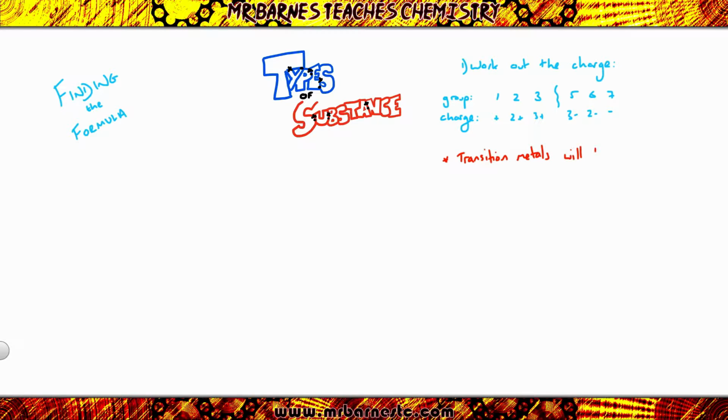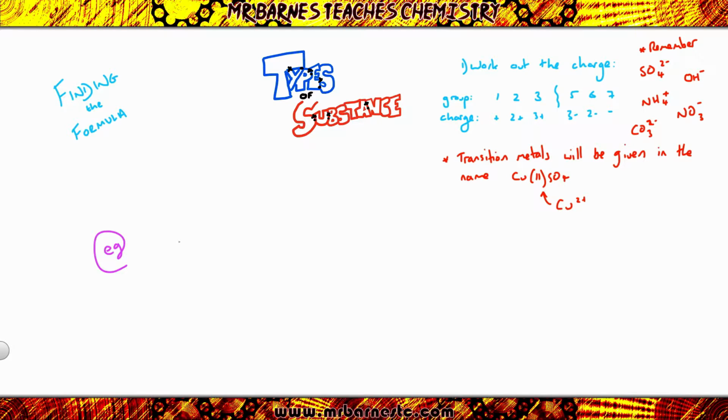Now, if you get a transition metal, they will usually tell you the charge. They might give you it in brackets in the formula or the name. So for example, Cu2SO4 with the 2 in brackets tells you the charge is Cu2+. You also need to remember the polyatomic ions. So that's SO4 2- for your sulfate, OH- for your hydroxide, NH4+ for your ammonium, NO3- for your nitrate, and CO3 2- for your carbonate. Once you've got that, it's nice and easy to work out the formula.